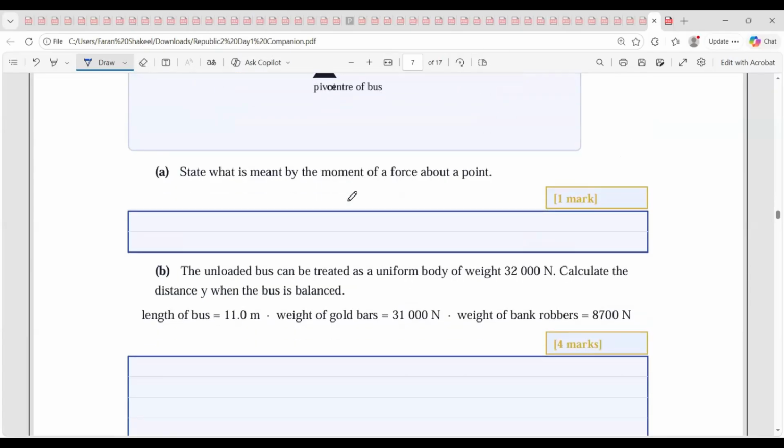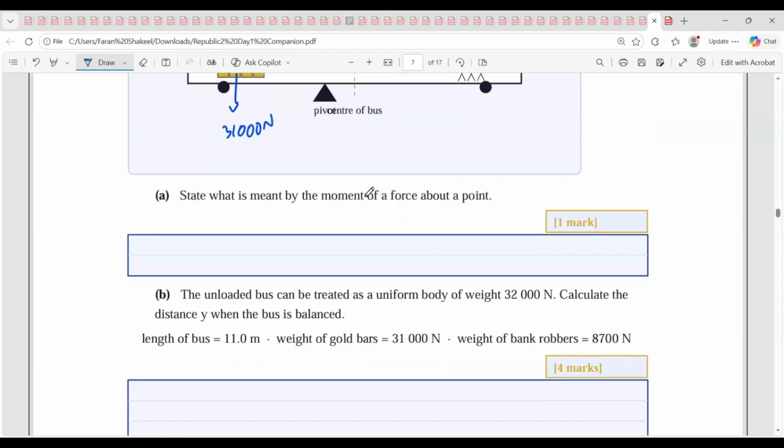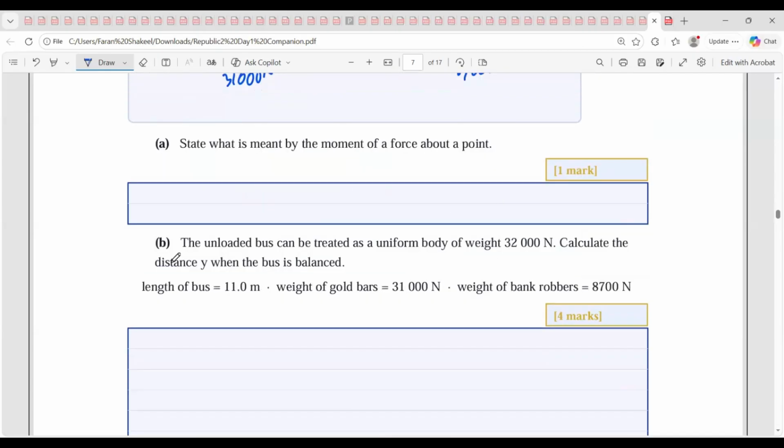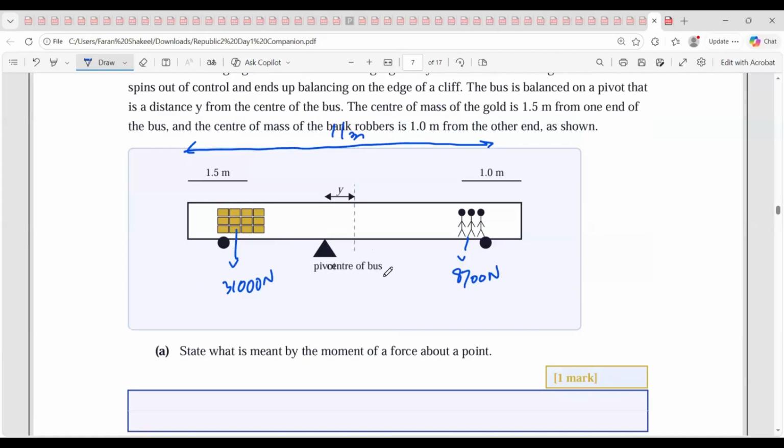And apart from that, the weight of the gold bars is 31,000 newtons. And the weight of the robbers is going to be 8,700 newtons. And we are supposed to be calculating the distance y when the bus is balanced on the cliff, right? So we are supposed to talk about this distance y.